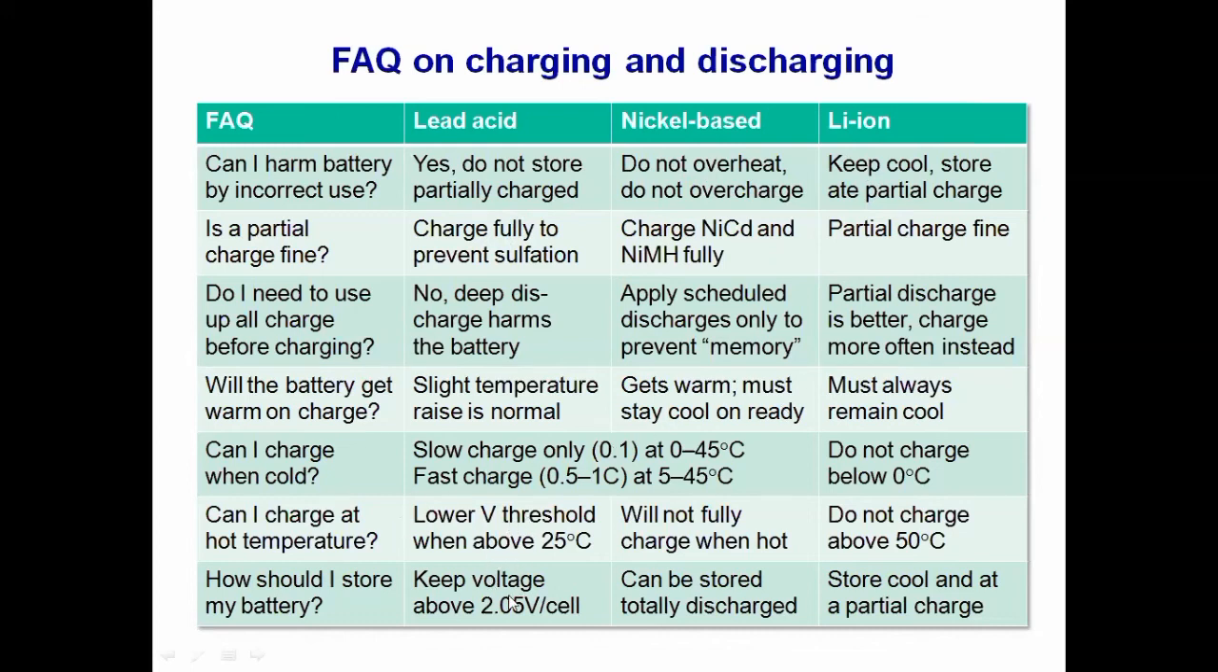So what temperatures do we have to maintain for these types of batteries? In these categories, we can classify nickel based and lithium ion batteries.